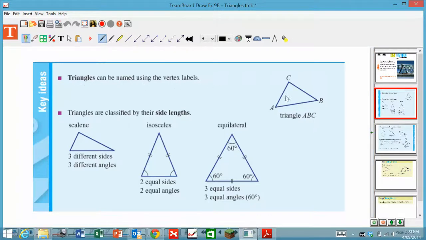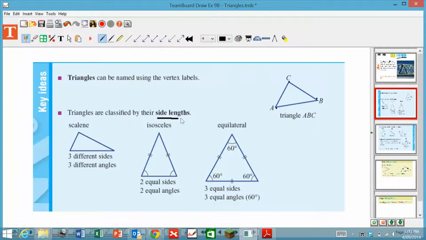Triangles can be named using the vertex labels. So a few notes you need to take into your book. As we said in the previous video, each of the vertices are labelled with capital letters, in this case A, B and C, in an anti-clockwise direction. It could also be done in a clockwise direction, it doesn't really matter. Now, you can classify triangles in a couple of different ways.